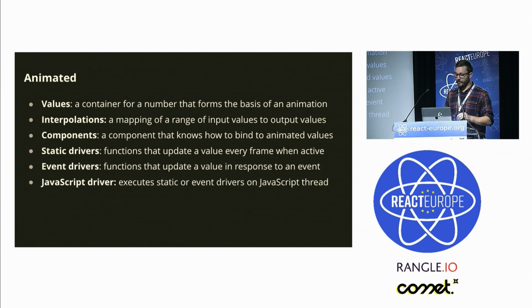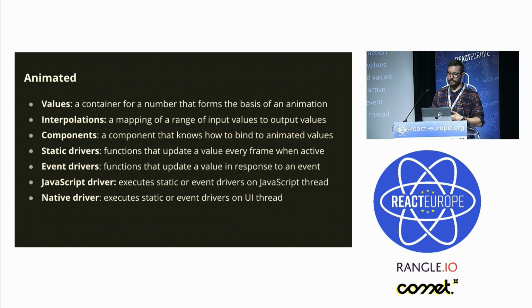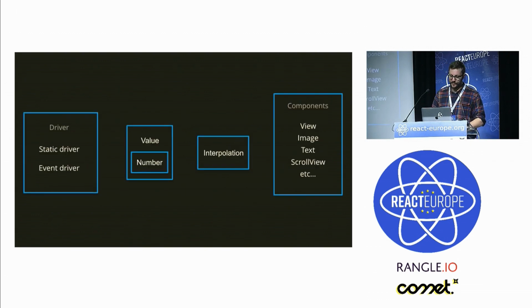Then there are two different ways for these drivers to work. There's something called the JavaScript driver, where all of the logic for the animation is executed in JavaScript. And then there's the native driver, which serializes the configuration for your animation, and after it's initialized, it executes entirely on the UI thread. I don't expect everyone to follow this now. I just want to map out the main things, and hopefully we'll have time to cover all of this, and it'll all become more clear.